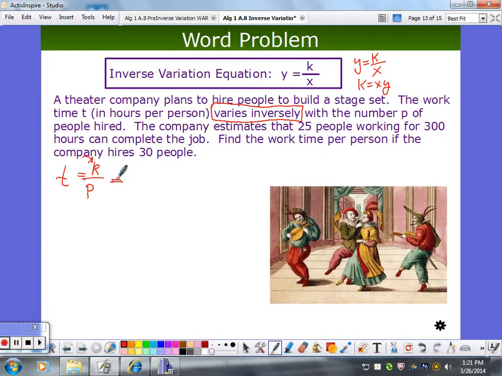Alrighty. I'm going to rewrite this as k equals PT. How come I can do that?